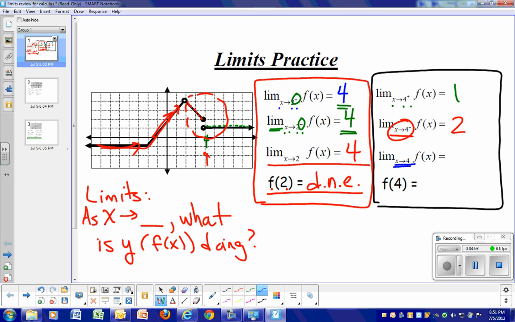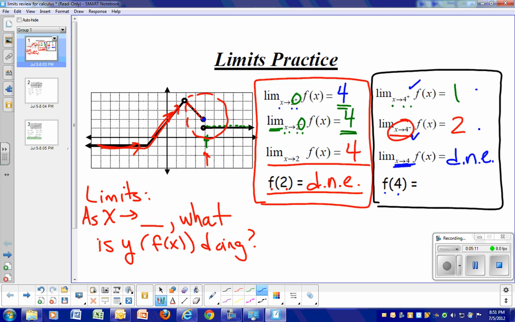As x approaches 4 overall, well, do these match? No, they do not. So this overall limit does not exist, even though the right hand and the left hand limits do. How about the function value at 4? Well, I go here to 4.